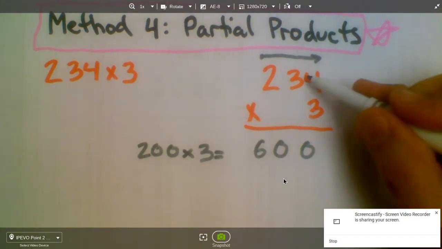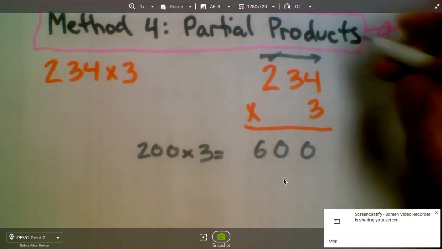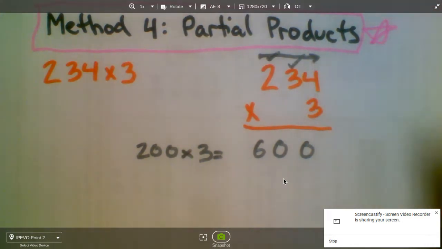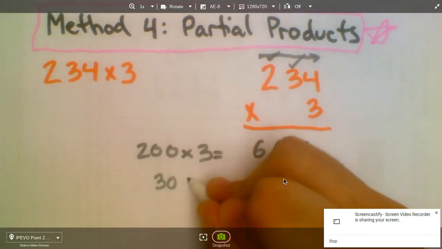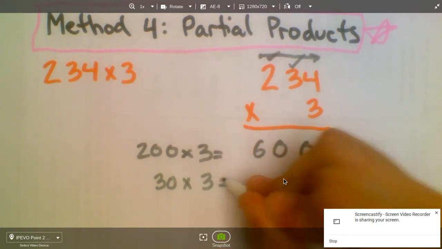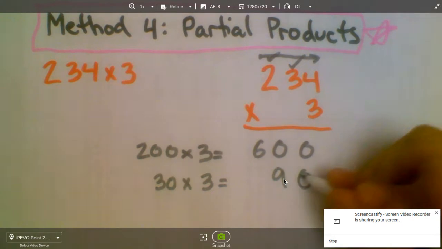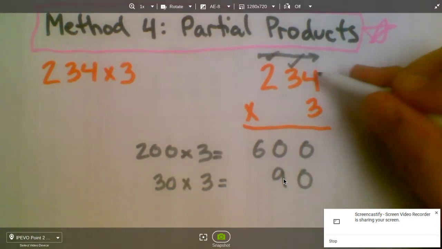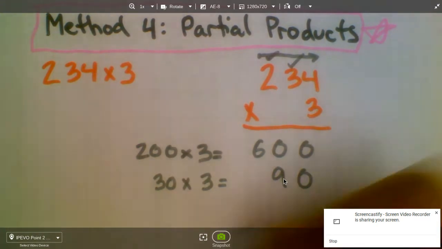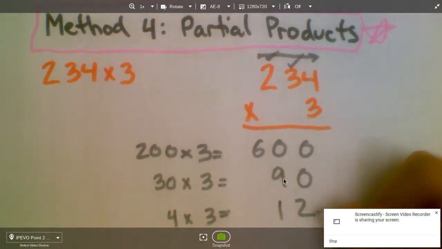And now I'm moving on to the next place value. I did 200 times 3, so I'll put a little check mark there. Now I'm on to 30 times 3. That's not 3 times 3, it's 30 times 3. So 30 times 3, all right, I've got 90. That's all set. And now lastly, 4 times 3, that really is just plain old 4. It's in the ones place. 4 times 3 equals 12.